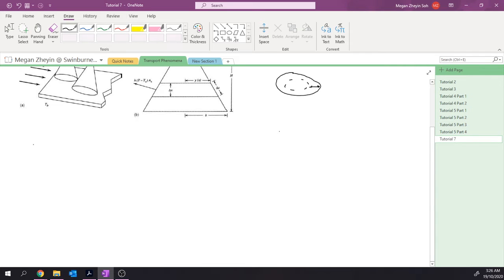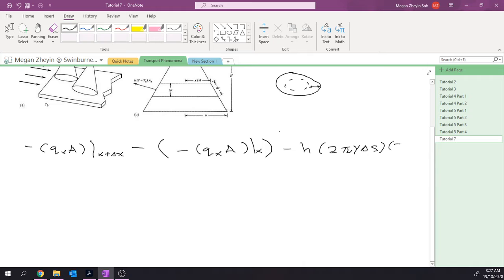So the steady state conservation law is negative QxA at x plus delta x, minus, because we are going downwards, the x is going downward, that is why it is negative, minus negative QxA at x, minus the convective heat transfer between the fluid and object, which is h 2 pi y delta S, T minus TA, equals to 0.